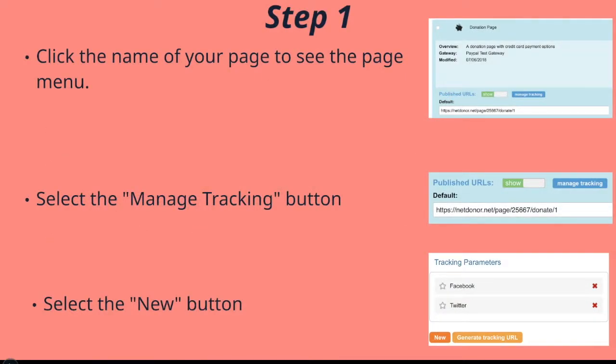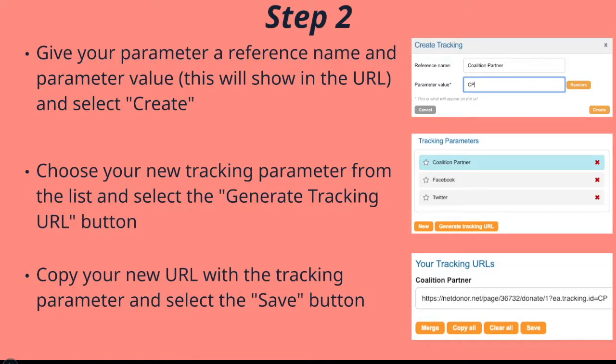So to create a tracking parameter, the first thing you want to do is click on the name of your page. It'll pop down and you'll see there's a Manage Tracking button there. Click on that, and if you click on the New button, EN will allow you to create a new tracking parameter. The first thing you're going to do is create a reference name.